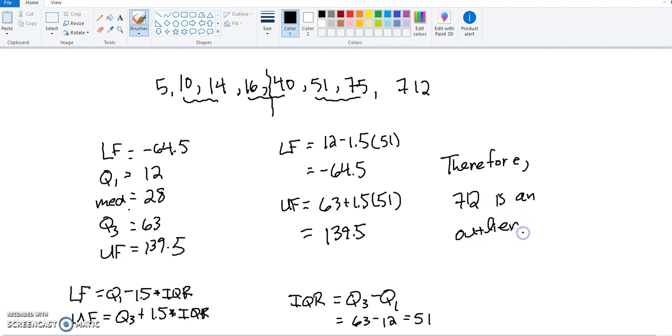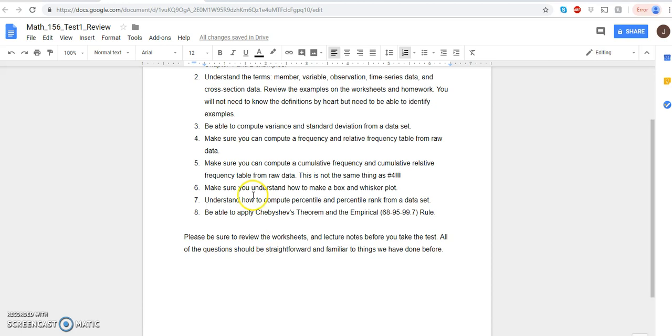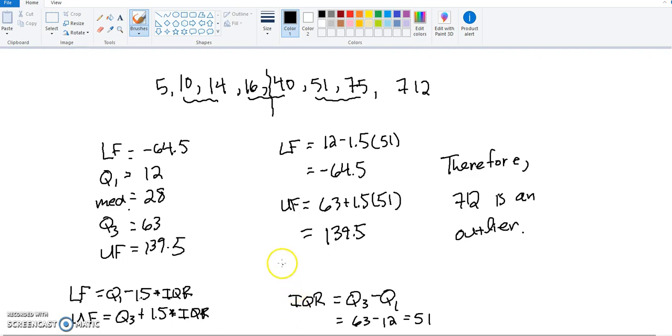Okay, so that's how you would do the more advanced box and whisker plot with the upper and lower fence replacing the max and min. Alright, so let's go back again to the test. We need to be able to do percentile and percentile rank. So let's do another one.